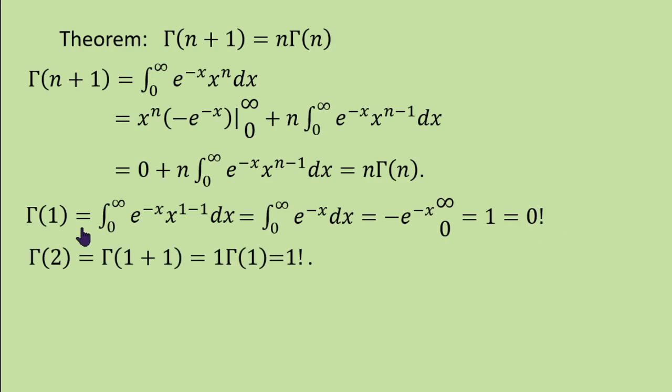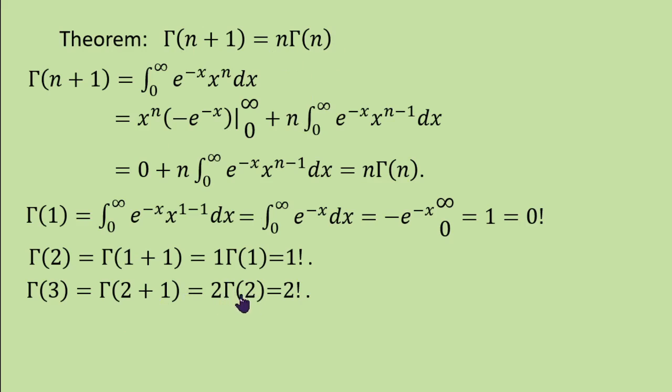Gamma 2 is nothing but gamma 1 plus 1. Apply this formula: 1 plus 1, n is 1. 1 into gamma 1. And gamma 1 we just obtained, that is 0 factorial. 1 into 0 factorial is 1 factorial. Gamma 3 is gamma 2 plus 1. 2 gamma 2, n gamma n, n is 2.